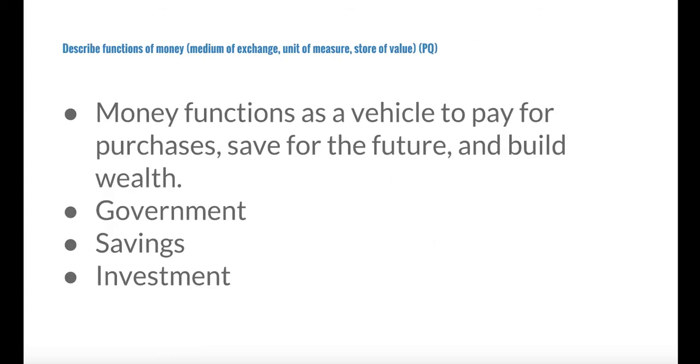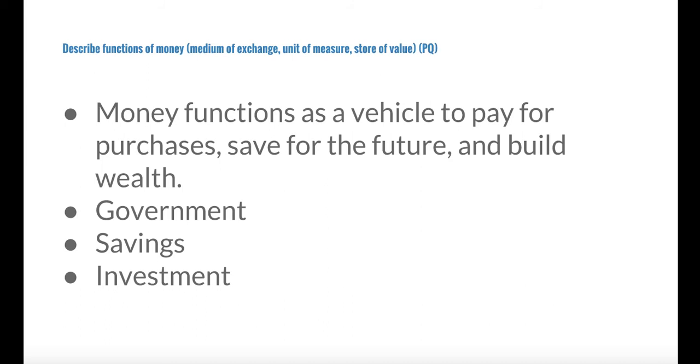Describe functions of money. Functions of money include functioning as a vehicle to pay for purchases, save for the future, and build wealth. Individuals and businesses pay for a number of purchases using cash, credit, checks, and debit forms of payment. In addition to personal and business purchases, money is used to pay for government services through taxes.